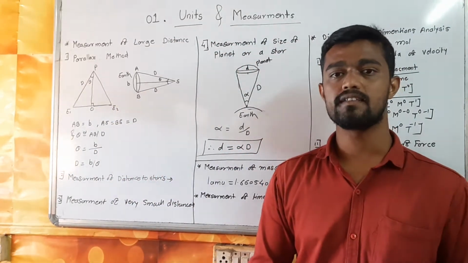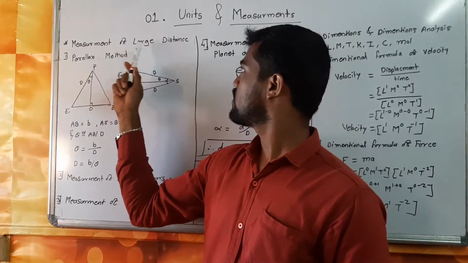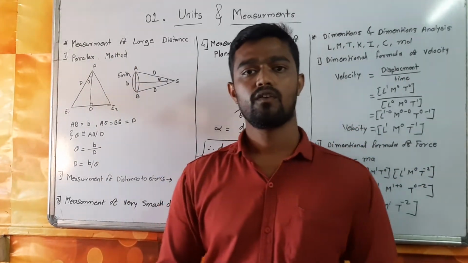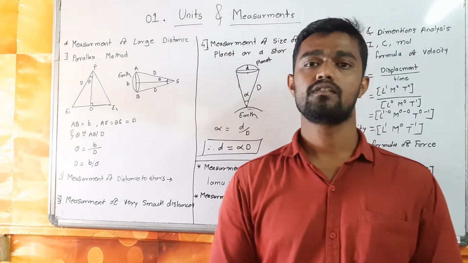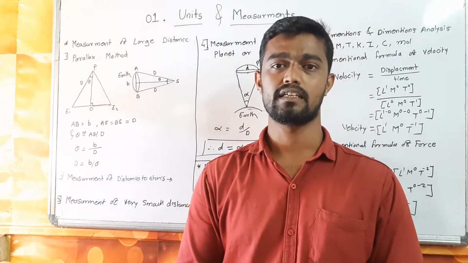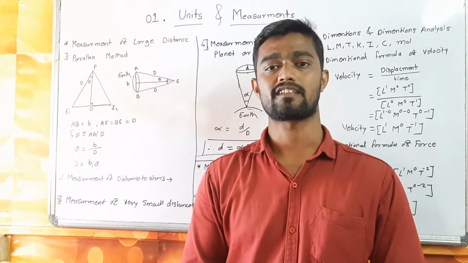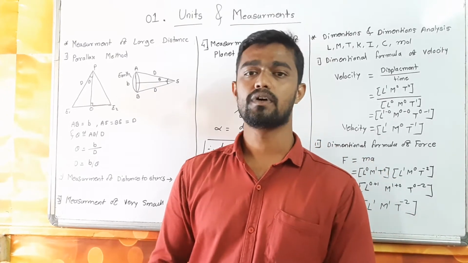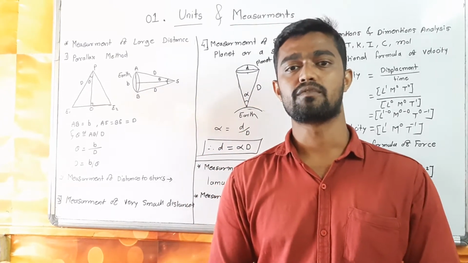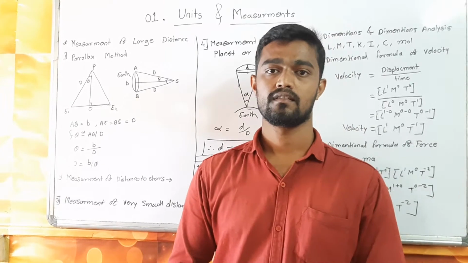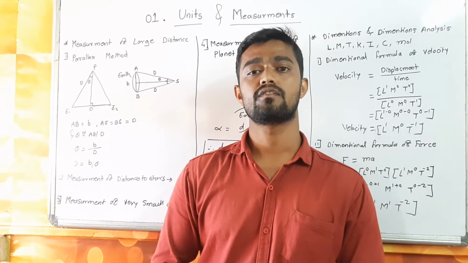Today we will discuss the second lecture related to the chapter Units and Measurement. The first point is measurement of large distance. When you want to find the measurement of a large distance, we use the parallax method. For example, if we want to find the distance between Earth and Sun, we use the parallax method.